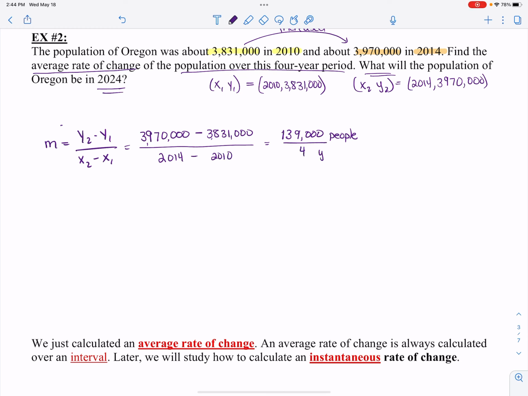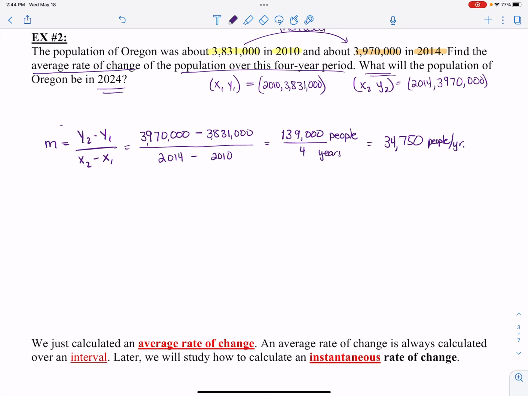I know that that is 4 years. Again, notice my units are different. This is how many people per year. That gives me a total increase of 34,750 people per year if I do the division. That is my population growth, approximately.